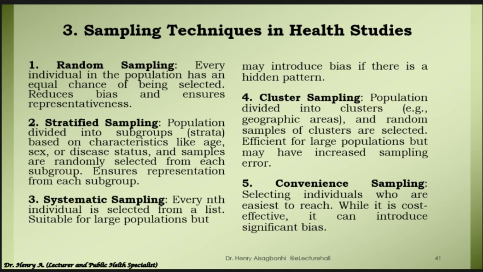So you select individuals who are easiest to reach. They are available, you select them, they give you their consent, because it is cost effective. You may come tomorrow, you won't meet anybody. You may come next week, you won't meet anybody. But once you meet anybody at a particular time, you co-opt them into the research with their consent, and then you go on. But be careful so that it does not introduce bias. So these are the sampling techniques in health studies. Now let us see the sample size calculation for different study designs.